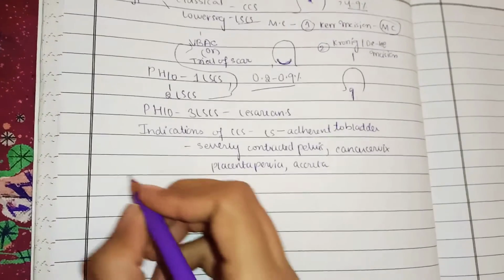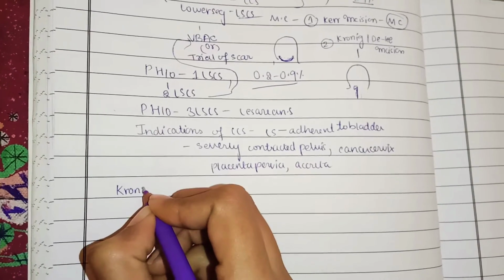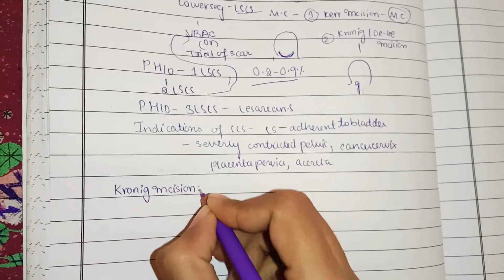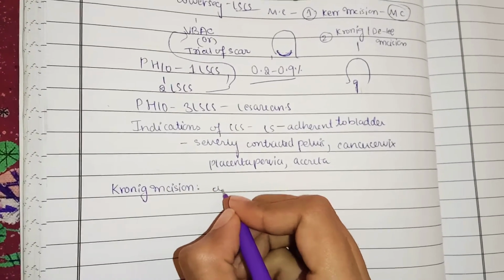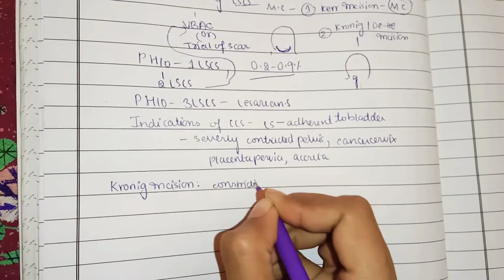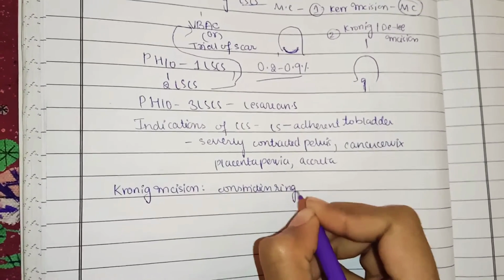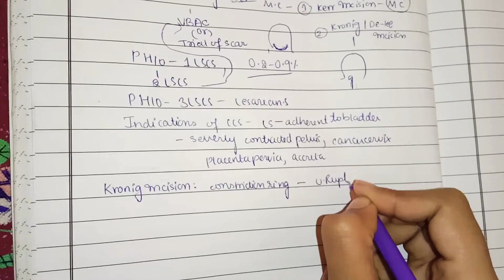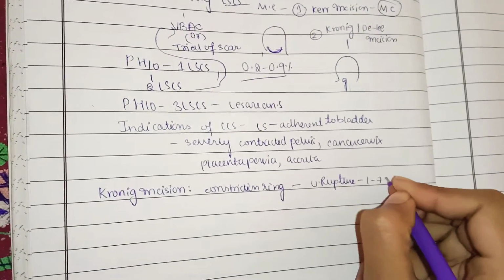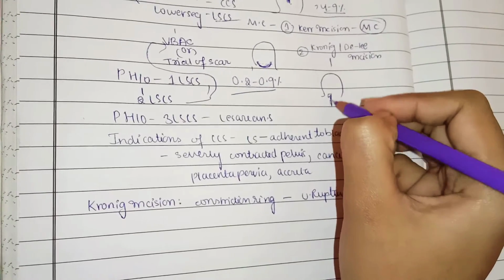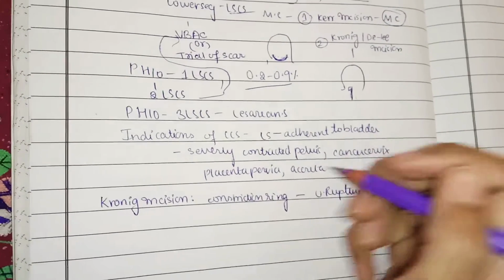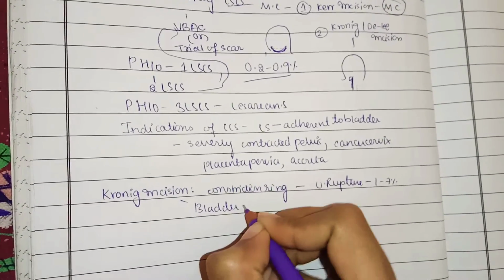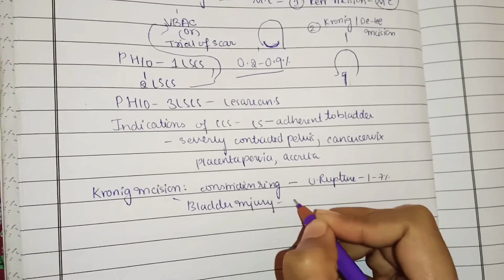Now coming to Kronig's incision. Here the indication is a constriction ring. Whenever there is a constriction ring, you can do Kronig's incision. Here the chances of uterine rupture are 1 to 7%. Kronig's means, as I said, in the lower uterine segment you will give a vertical incision. It can cause bladder injury, only if extended.